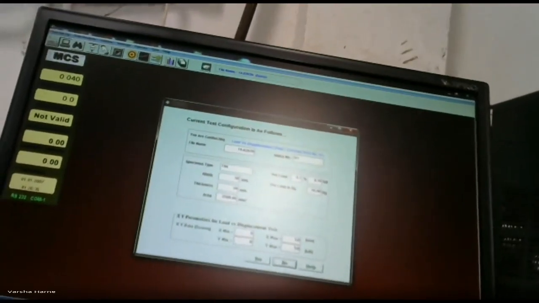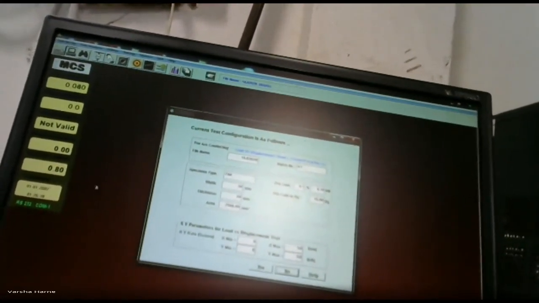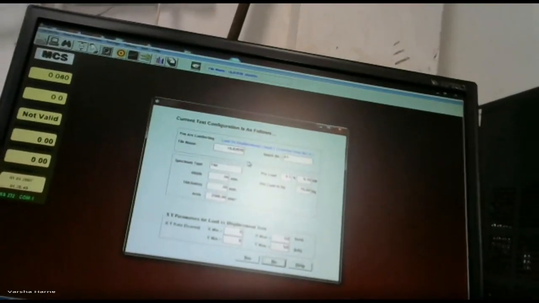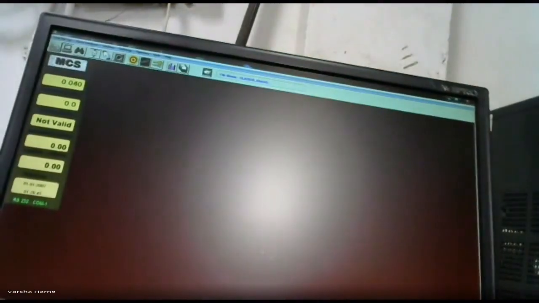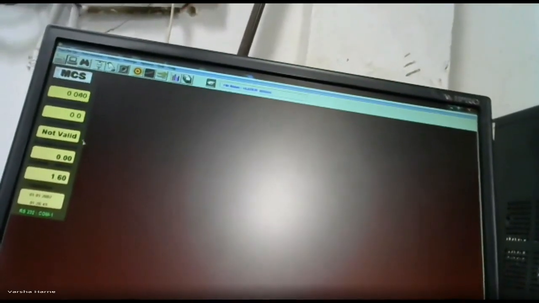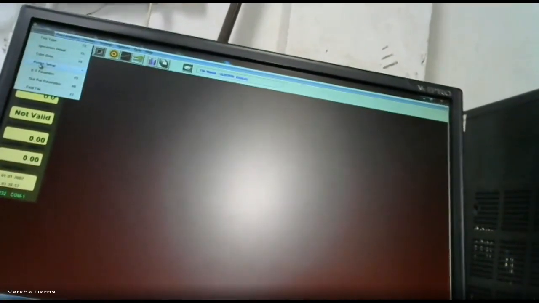Now again we have to check whether all the input parameters and output parameters are correct or not. But to start this test, again I tare the load because some load is showing here. Clear? So you have to start it, and then I start the test.